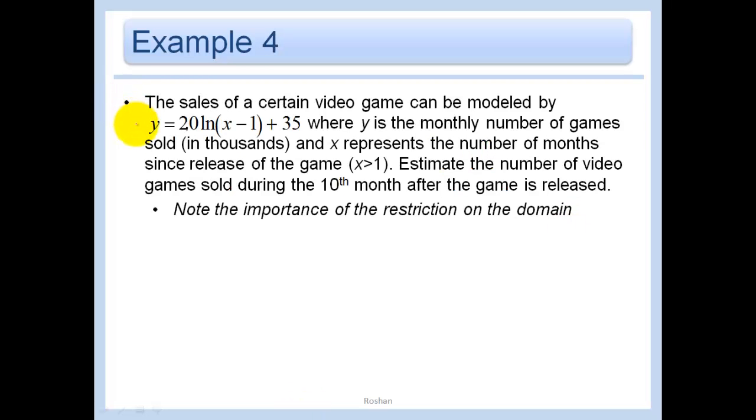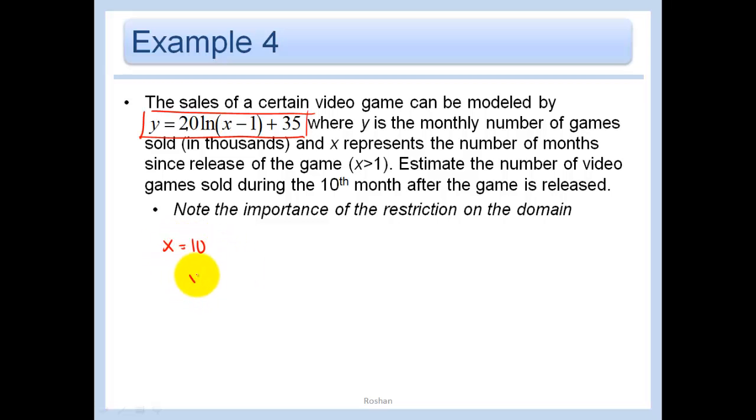The sales of a certain video game can be modeled by y equals 20 ln(x minus 1) plus 35, where y is the monthly number of games sold in thousands, and x represents the number of months since the release of the game. Estimate the number of video games sold during the 10th month after the game is released. And so x is the number of months since the game has been released. So the 10th month after will be when x equals 10.